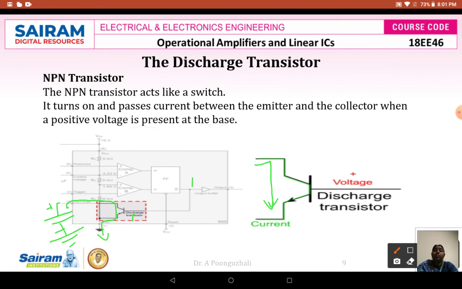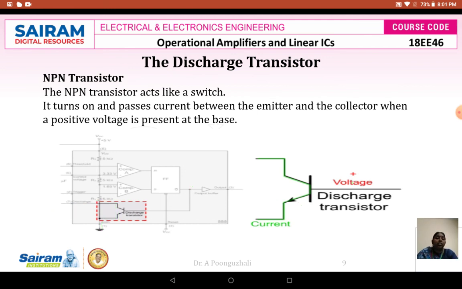So as a result, what will happen? Your voltage will start decreasing. So at one stage, your output voltage will become 0. So here we will see that the output voltage becomes 0. We say that the NPN transistor will act like a switch. So it turns on and it is going to pass current between the emitter and the collector when a positive voltage is present. When a positive voltage is present, this base emitter is going to be forward biased. That means the transistor is going to be in the on state and it will act like a closed switch, and whatever charge is present will start discharging through this transistor there. So that is why the name discharge transistor.